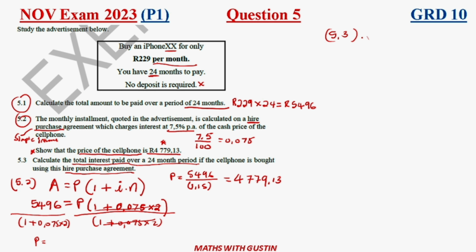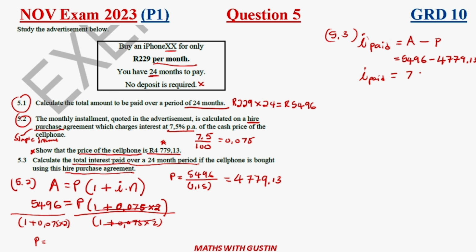They're asking us to calculate the amount that we paid over the original amount of the phone. So now we're going to say, okay, interest paid is going to be the total amount paid minus the starting amount. So what is the total amount that we paid in 24 months? We paid 5,496 minus the original price or the starting price of the phone, which is 4,779.13. So if we punch this in our calculator, it's going to give us the interest that we paid over the 24 months.